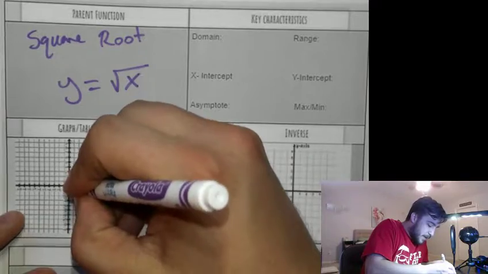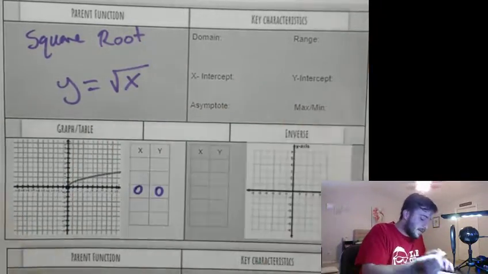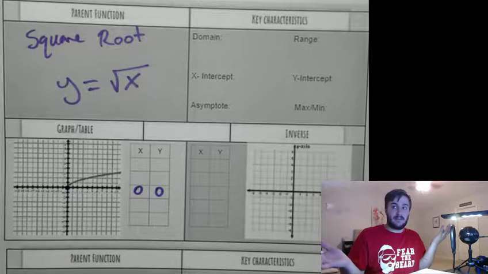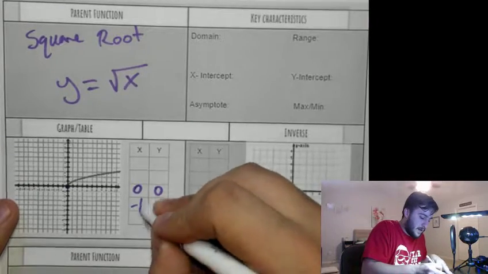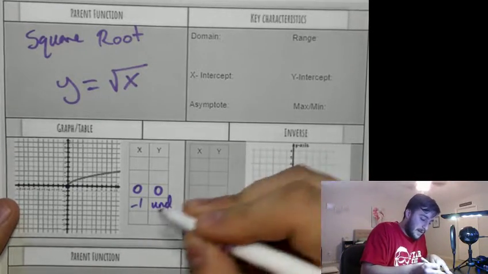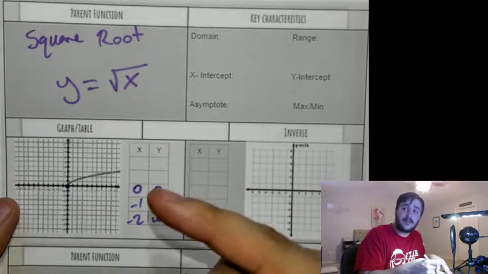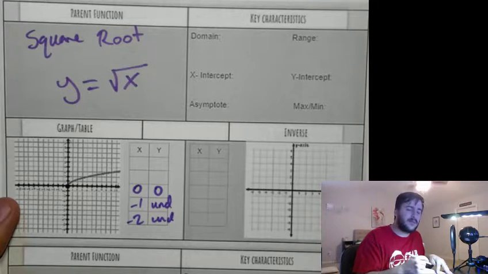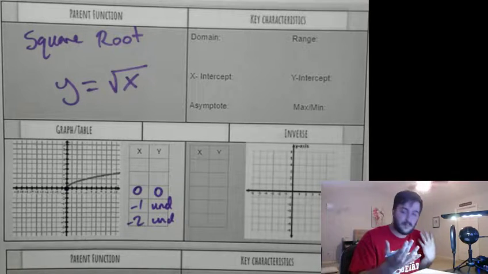Still 0, 0. But something interesting happens at 0, 0. If you'll notice, that graph doesn't keep going. It just stops. There's literally no negative x's. If we go this way, -1, it's undefined. If we go to -2, it's undefined. Okay? What that tells me is that there's restrictions. There's things that we can't plug in for x. If you plug in a negative value, it just breaks down.